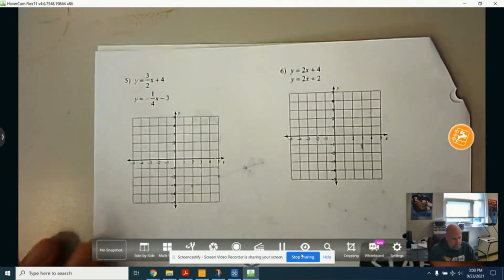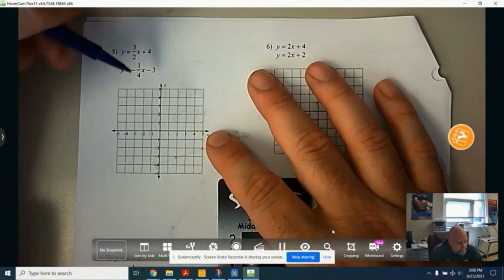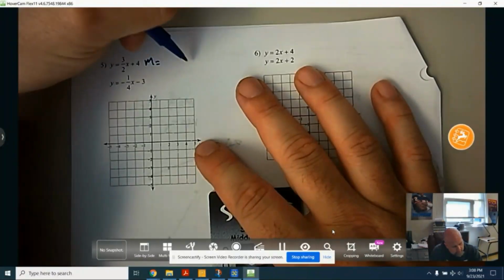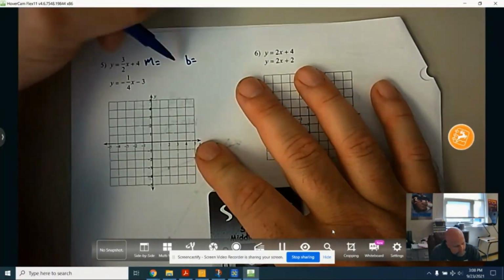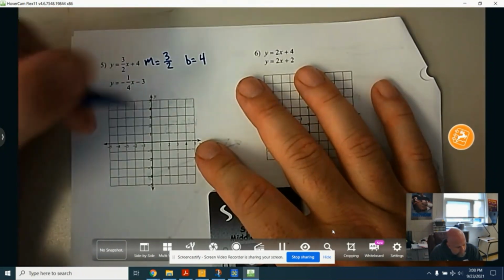So number 5, let's go ahead and do this one together. We have m equals, we have b equals. So m is 3/2, my b is 4.